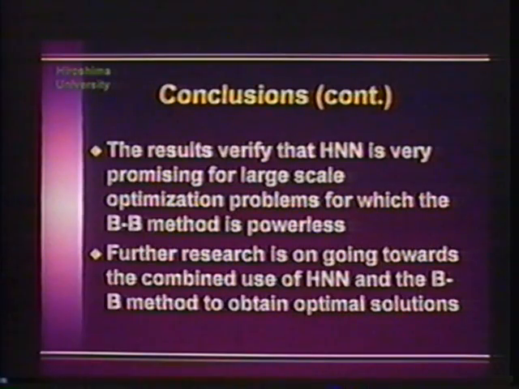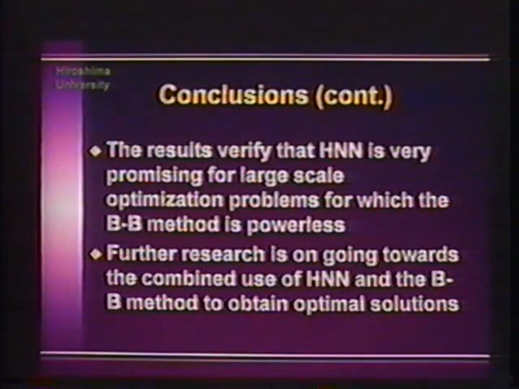The results obtained verify that Hopfield neural net is very promising for large-scale optimization problems for which the branch and bound method is powerless. Further research is ongoing towards the combined use of Hopfield neural nets and the branch and bound method to obtain optimal solutions. This means that we run 20 or 30 runs for Hopfield neural nets and then prune the extra searching space and then move to the branch and bound method. And we have got some good results in this study, and that's our talk.